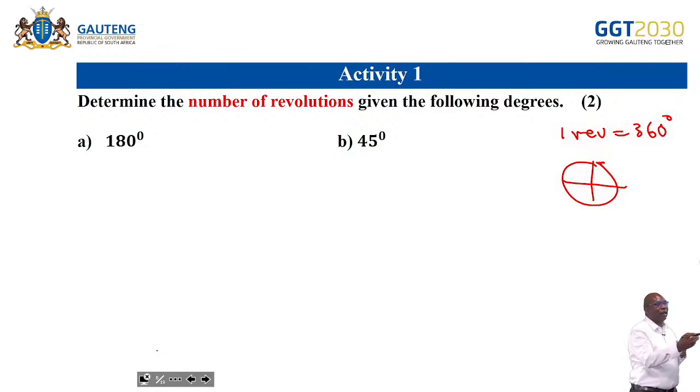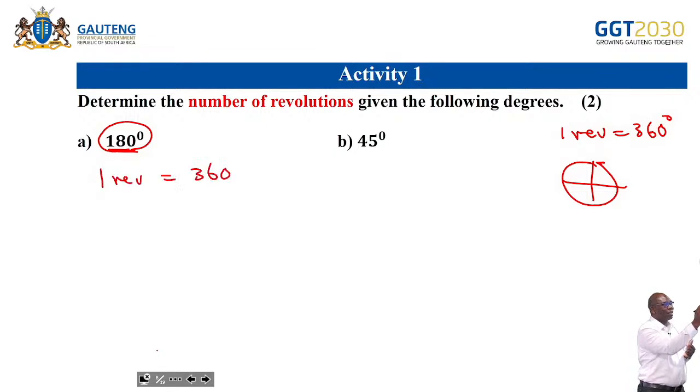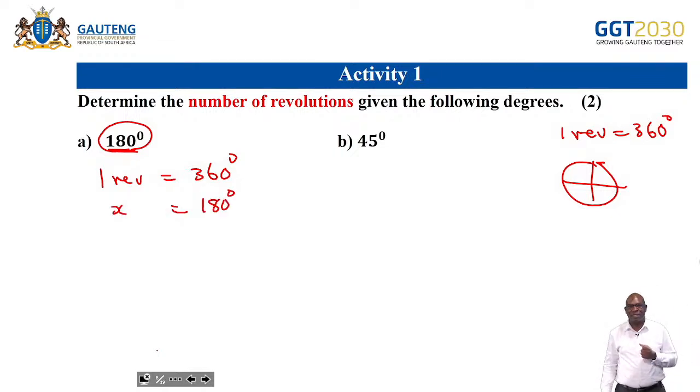Now I need to find how many revolutions I have in 180 degrees. I can see some of you are saying this is easy because that will be half of 360, which is correct. So if I say one revolution equals 360 degrees, then 180 degrees will be X revolutions.